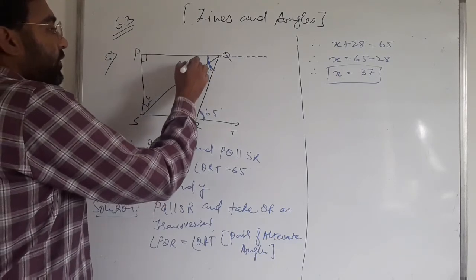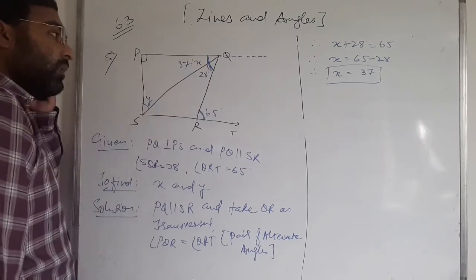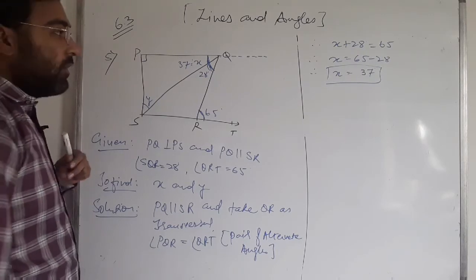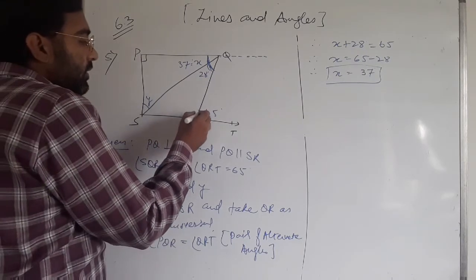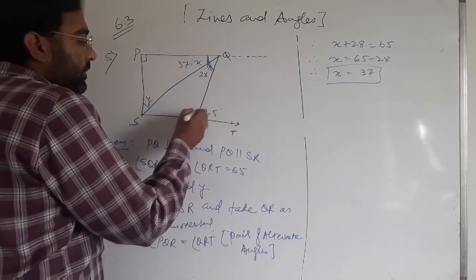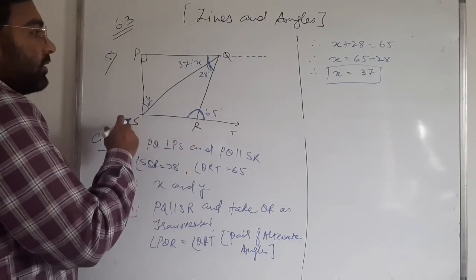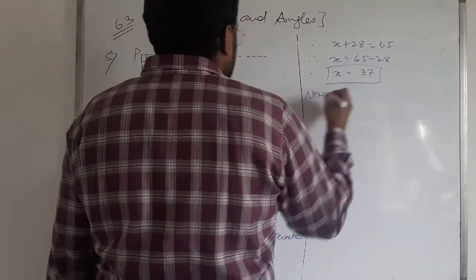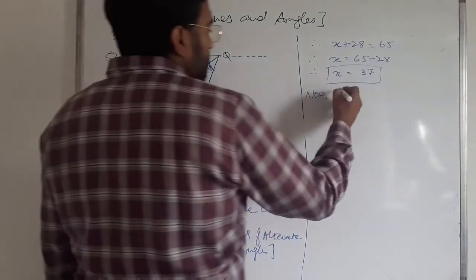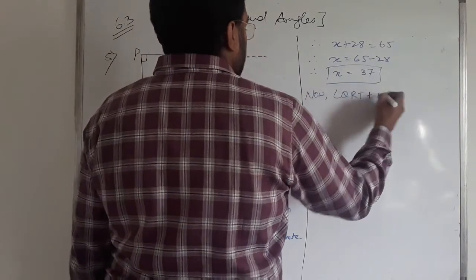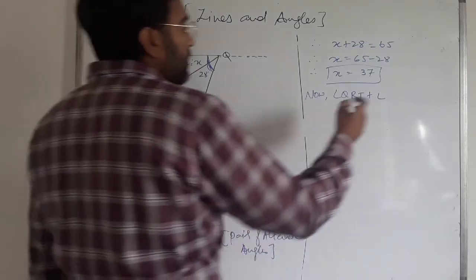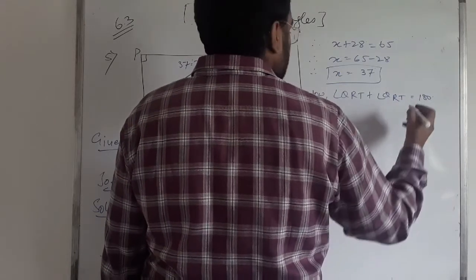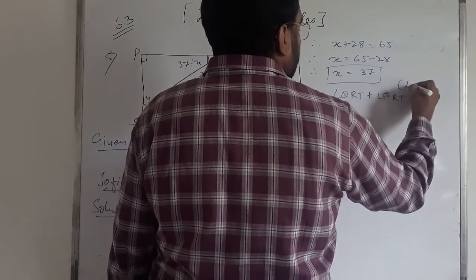Now I want to find angle Y. For angle Y, we first have to take the linear pair here. So angle QRS plus angle QRT is equal to 180 degrees, linear pair.